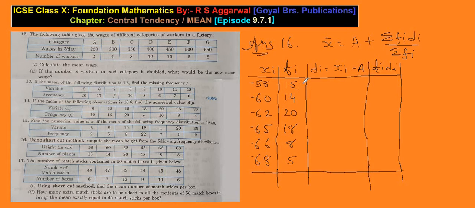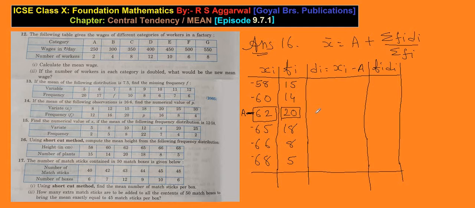So you cannot take the middle one. So what I do, I choose the frequency which is highest. Which frequency is highest? 20 is the highest. And the one opposite to 20 is 62. So 62 is our assumed mean. So we are assuming 62 as our assumed mean. So this is our A.